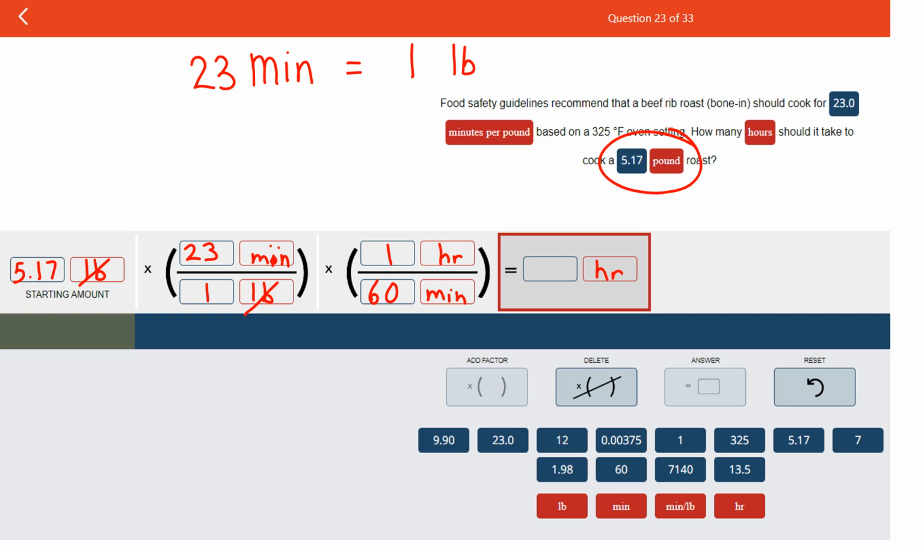Or you could do like 5.17 times 23. And then that answer divided by 60, that's still going to get you to the same place. There's multiple ways for data entry on that. But again, you're looking to see that you're getting rid of the units and ending up with the unit that it's looking for.